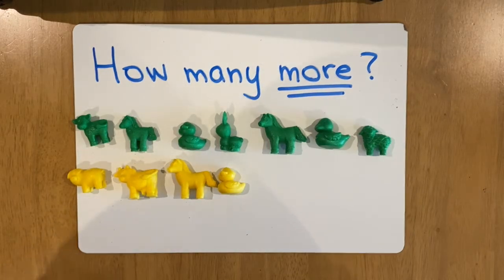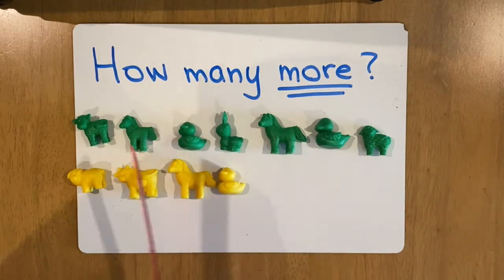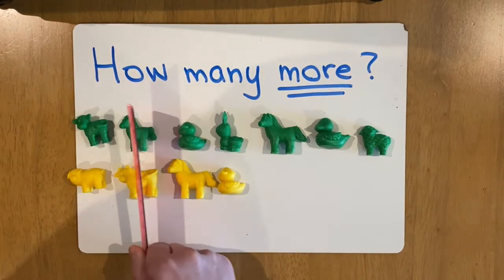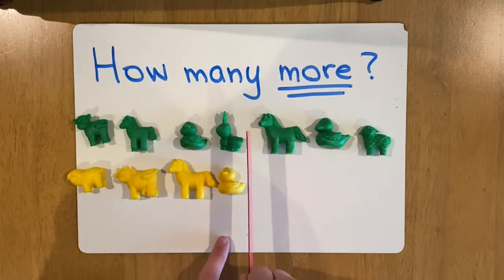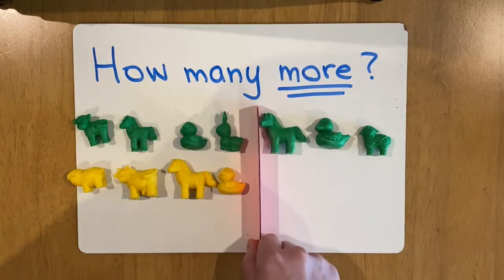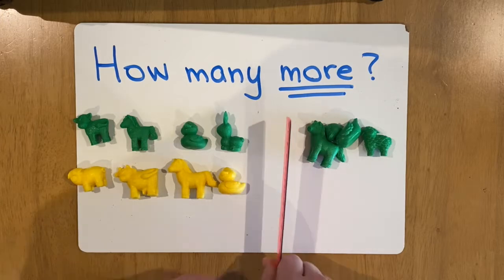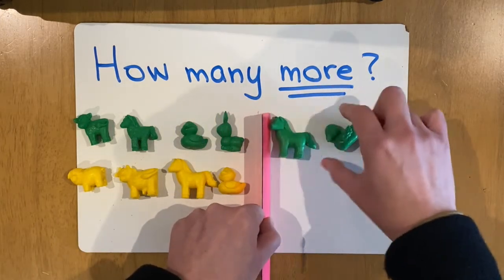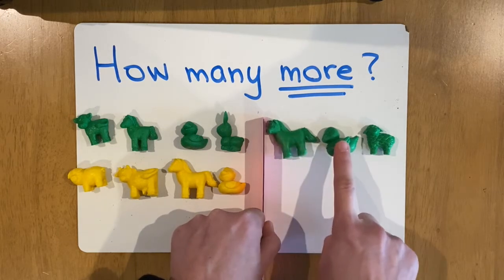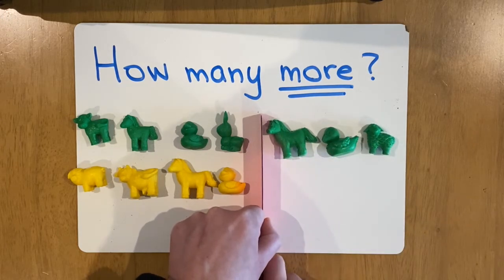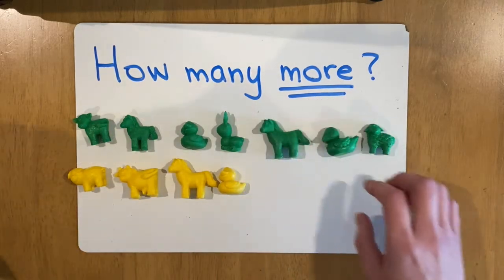How many more? Now, if you remember when we were in school, we did our chop. So we find out how many are the same. So here is the same bit. And where we've got the extra ones, that's where we chop and we move those away. And these are the more bit. These are the extra ones. So how many more green animals are there? There are 1, 2, 3. 3 more green animals. Let's do another example.